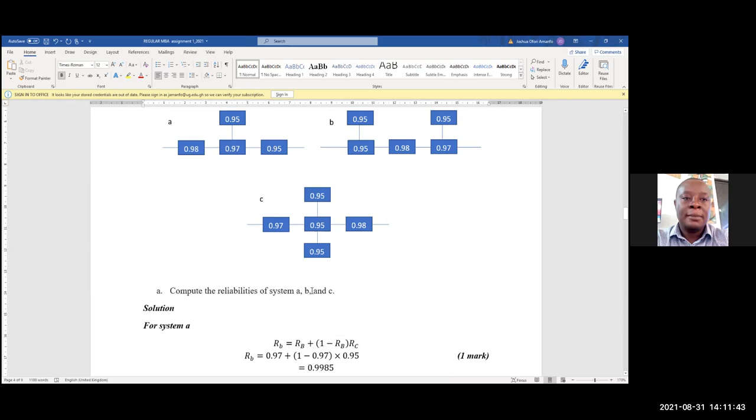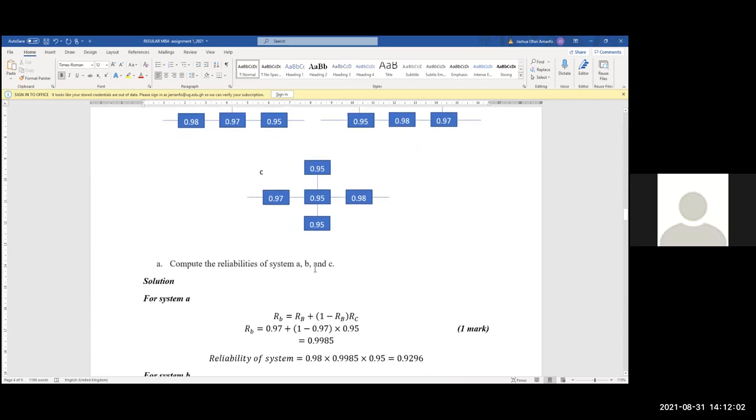Most of the time, you realize that the values are mixed up. And if the values are mixed up, it is going to affect the final answer. Can't get it right. Is that okay? Okay. Let's go on.